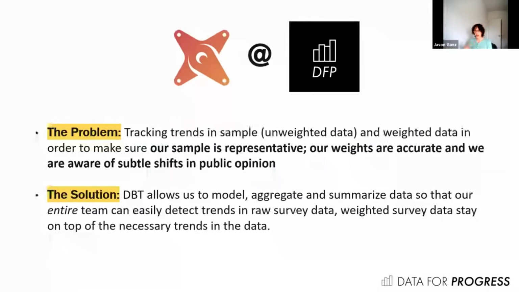So for us, as we're running our polls, there are so many different trends that we want to track to ensure that our sample is getting collected accurately and that our weights are getting applied correctly. This has been a problem ever since we first started running polls, which is, how do you actually track the trends and make sure you're staying on top of it?